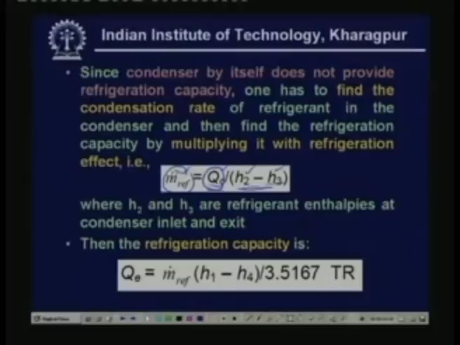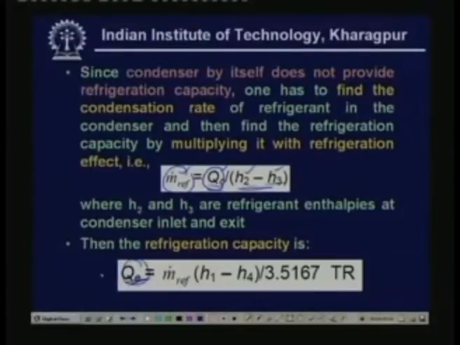Now under steady state, because that is what we are trying to do, we are trying to predict the performance under steady state, the mass flow rate through the condenser is the same as the mass flow rate through the evaporator. So once you find the mass flow rate through the condenser, this same mass will flow through the evaporator in the same time. So once you know the mass flow rate through the evaporator, we can find the refrigeration capacity by multiplying the mass flow rate into the refrigeration effect. That is what is done here.